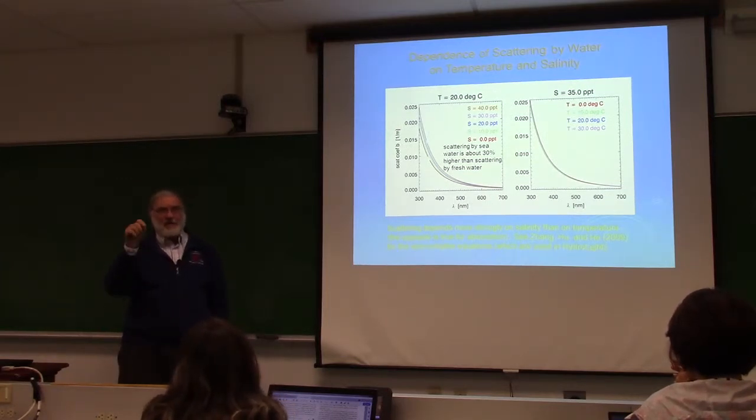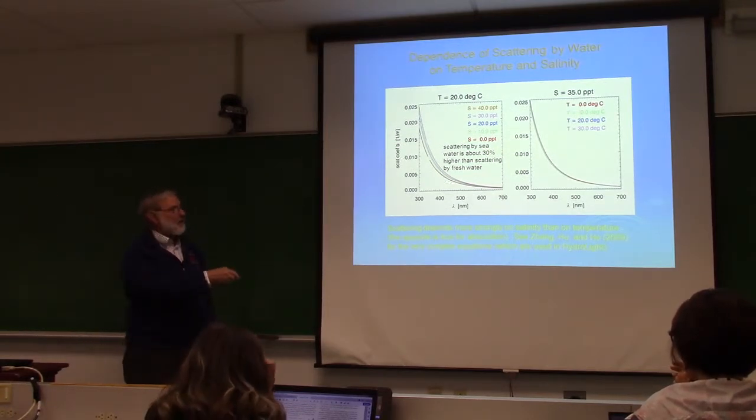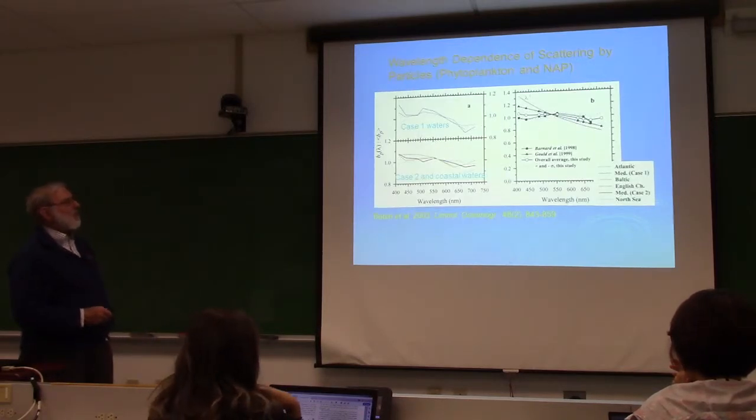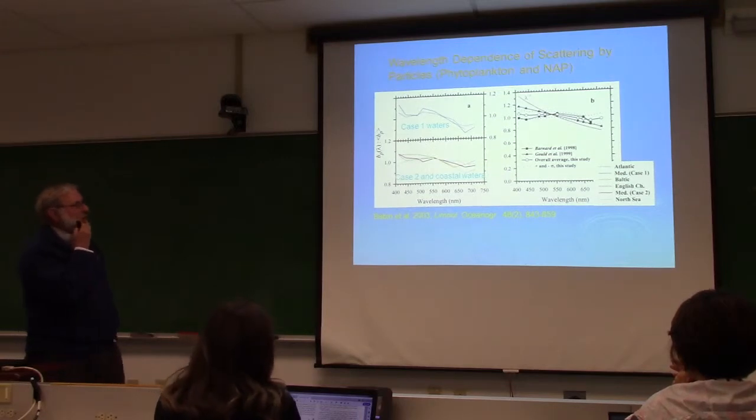When you run Hydrolite, you click, for the pure water, I want a temperature of 20 degrees and a salinity of 15 parts per thousand, and it gives you the proper curve here. Okay, starting to look at some real world data now.